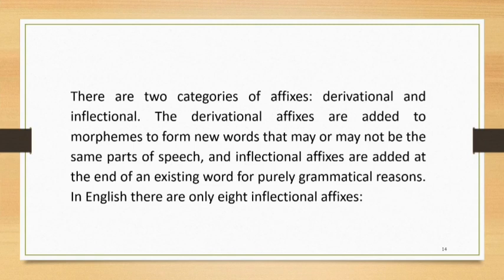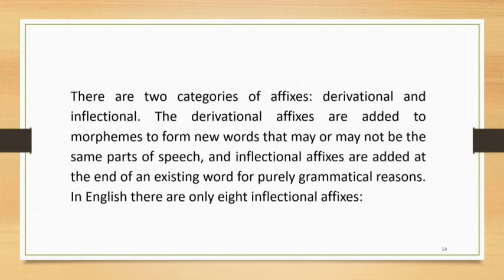Remember, inflectional affixes are added at the end means they are all suffixes. That means, what are they? They are suffixes. Why? Because they are added at the end of an existing word, existing free word, free morpheme, for purely grammatical reasons. In English, there are only 8 inflectional affixes. These are all suffixes, and you must take them into account and remember them, that these are the only 8 inflectional affixes or suffixes that we have in the English language. And what are they called? Inflectional. Remember, don't be confused between derivational and inflectional. Often students are confused.